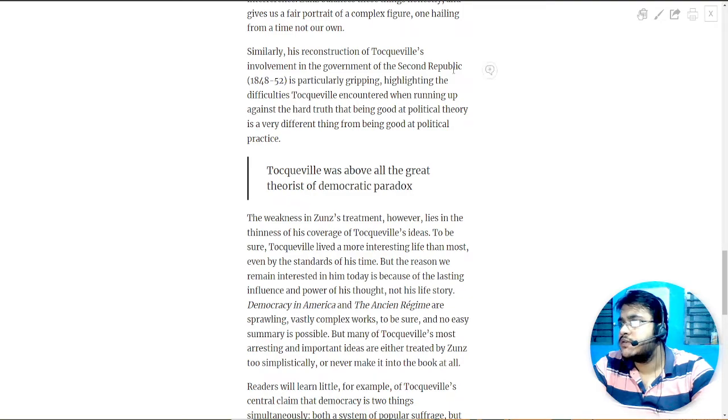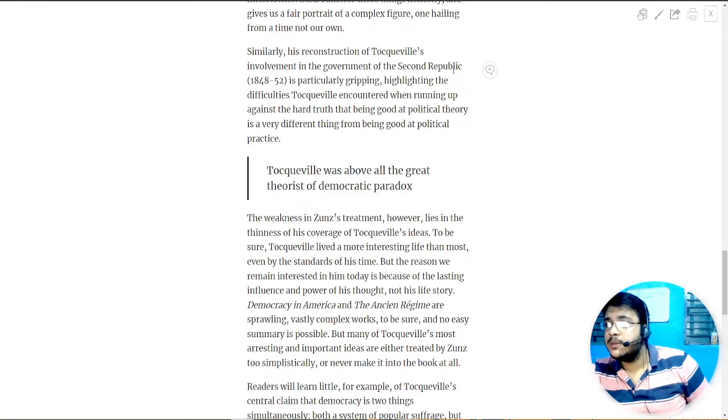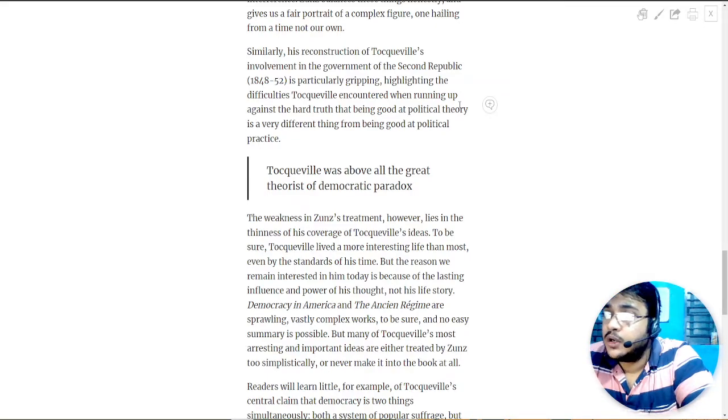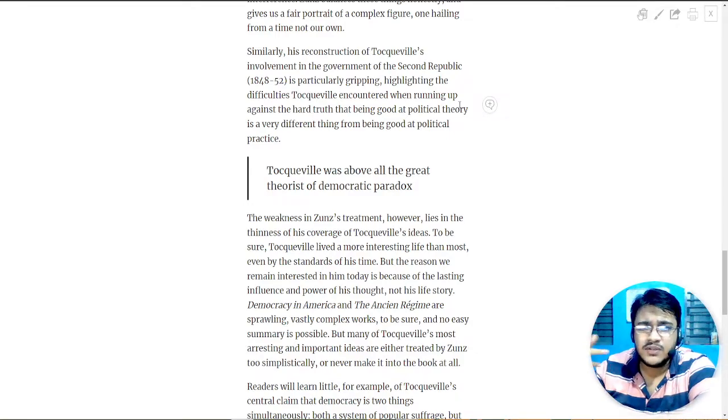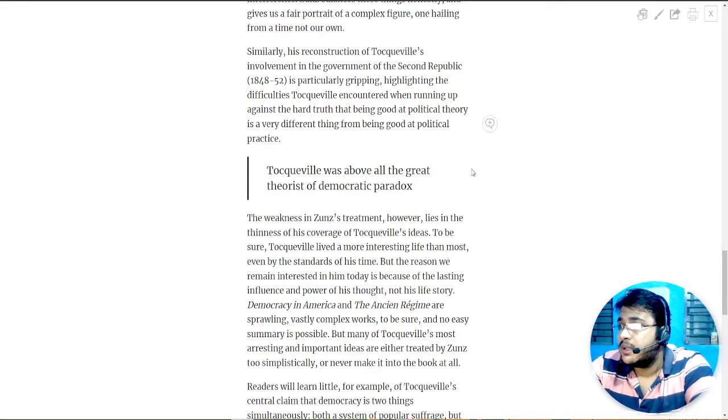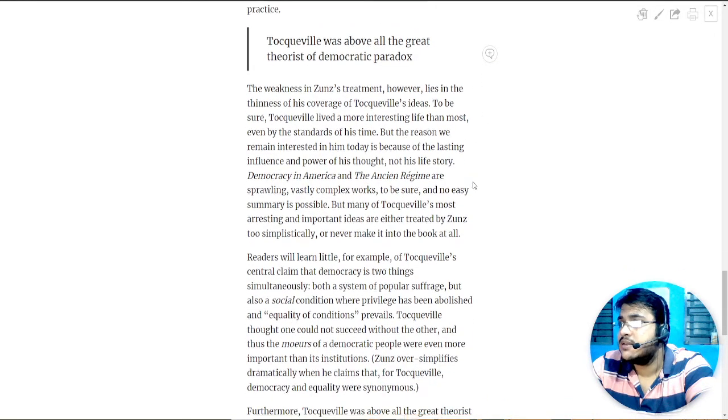Similarly, his reconstruction of Tocqueville's involvement in the government of the Second Republic of 1848 to 52 is particularly gripping, highlighting the difficulties Tocqueville encountered when running up against the hard truth that being good at political theory is a very different thing from being good at political practice. So this also talks about how Tocqueville was very good with his political theory, but he was not a very good politician. In theory, you have a lot of power in terms of ethics and all that, but with practice, all sorts of malice happen.